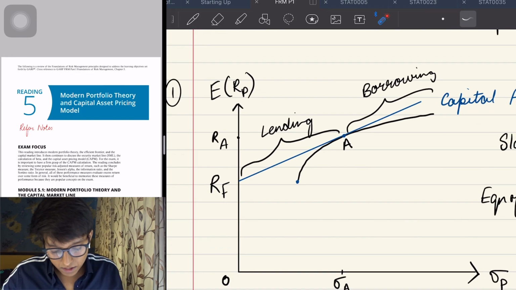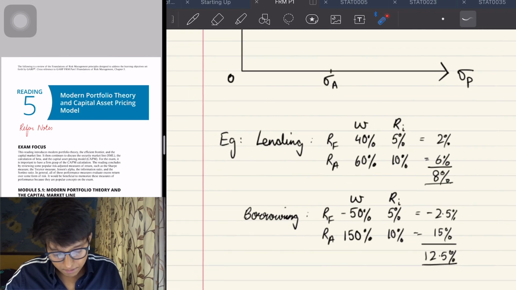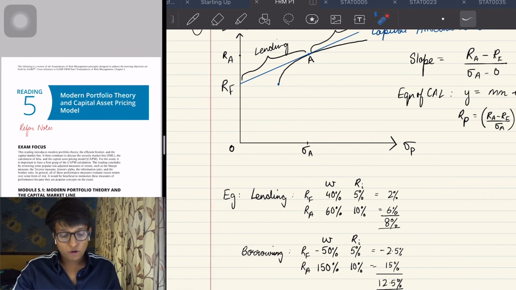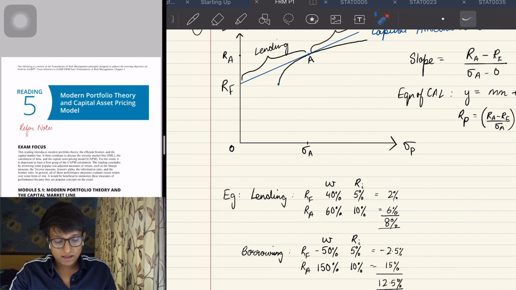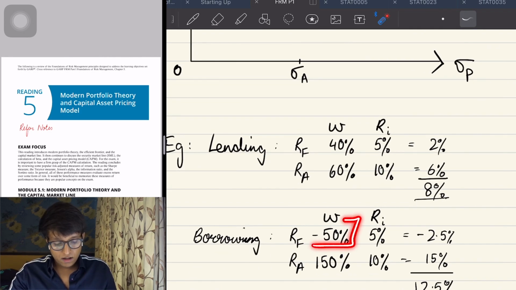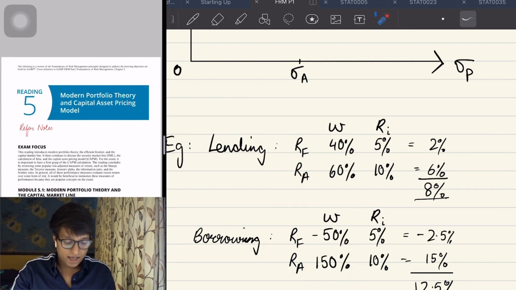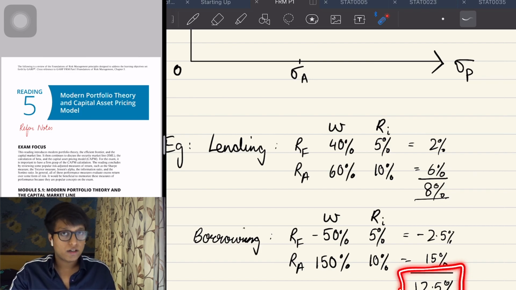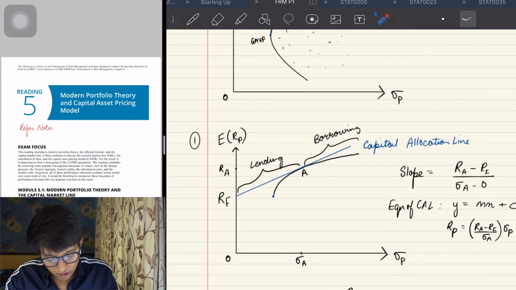Now this is divided into two parts. Let's take this example. Let's say you invest either 40% in the RF and 60% in RA, and these are the returns. So net you get 2%, 6%, total of 8%. Or you can borrow money at the risk-free rate from the market. So you take 50% from the market and you invest your total 100% plus this 50% in asset A, and what you get is a return of 12.5%. You get a leveraged return of 12.5% when you're lying over here.